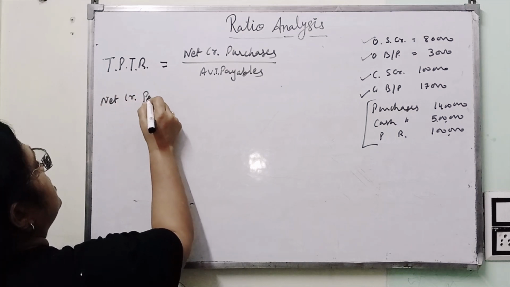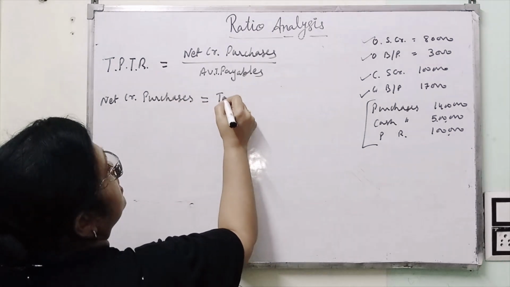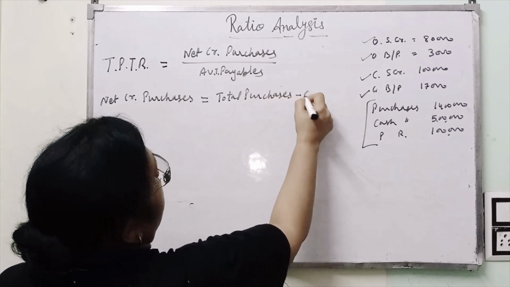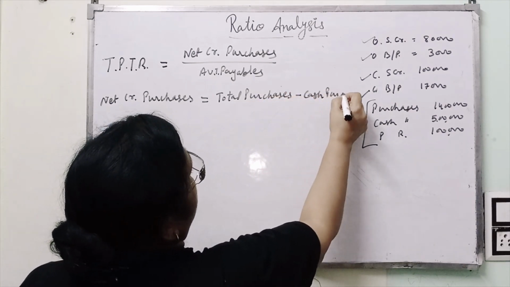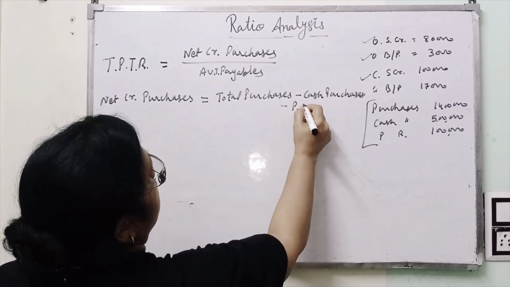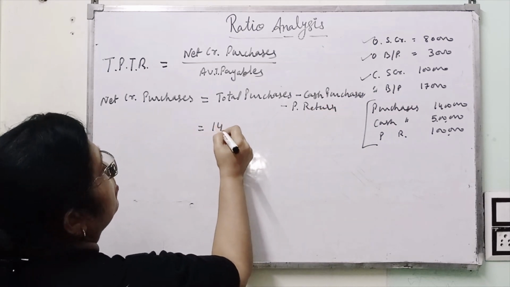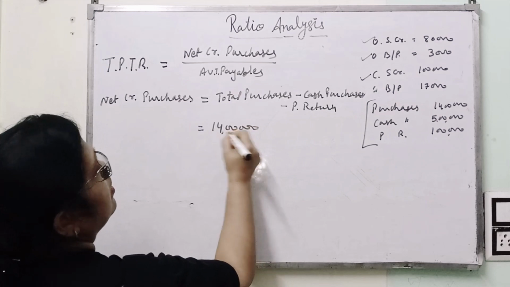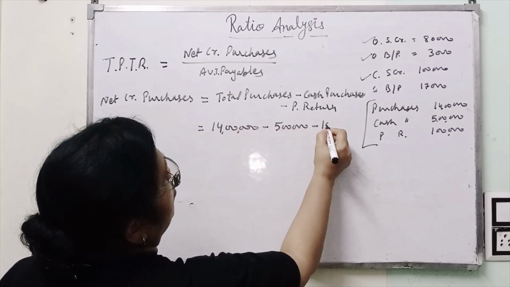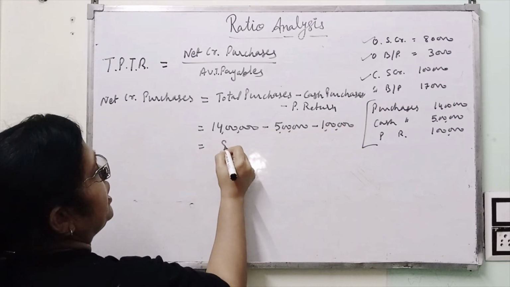Now, first of all, I have to calculate credit purchases. Net credit purchases is equal to total purchases minus cash purchases minus purchase return. And we have total purchases 14 lakh, cash purchases 5 lakh, and purchase return 1 lakh. It means 8 lakh.